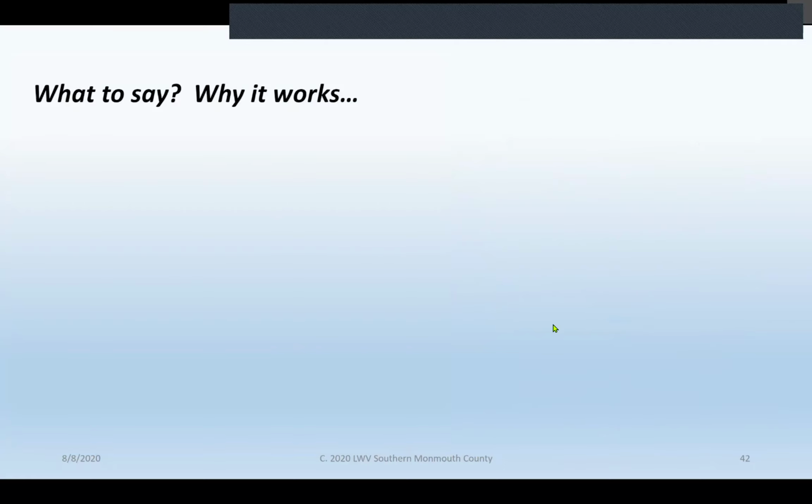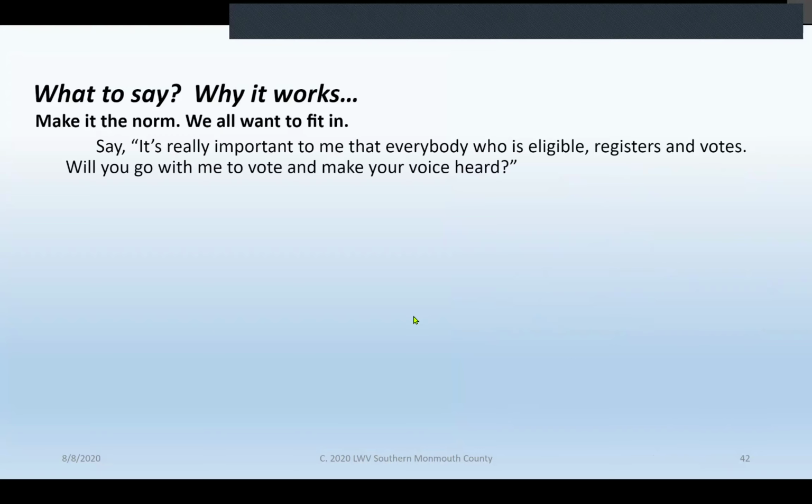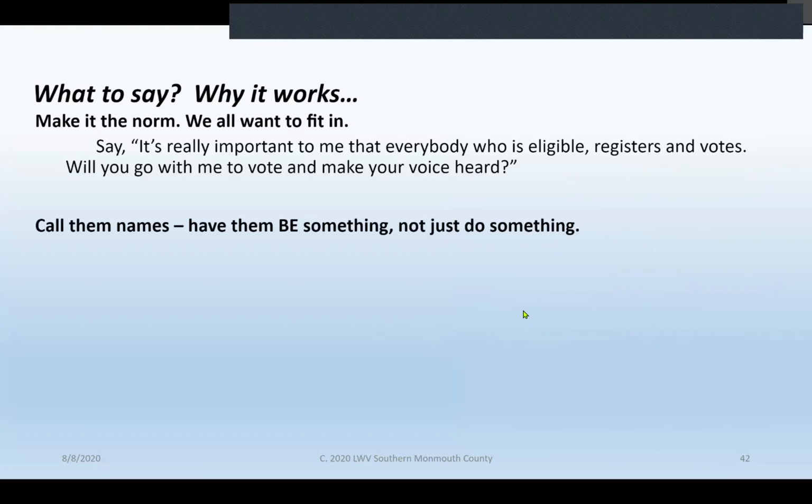But let's go back to the psychology. What can you say and why does it work? One of the things that we know influences people's behavior is what the norm is, what's average. We all want to fit in. We all want to do kind of what other people do. So we can say something like, it's really important to me that everybody who is eligible registers and votes. Will you go with me to vote and make your voice heard?